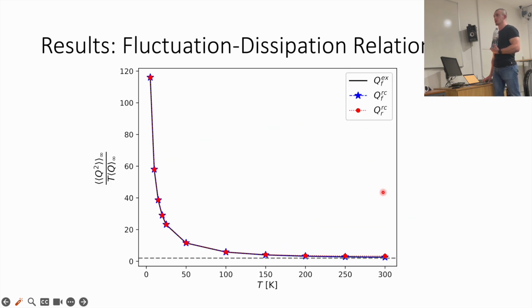And then we look at the fluctuation dissipation relation. So we're just taking the ratio of the fluctuations, so the variance to the mean in the steady state, and essentially all we really need to show here is that they're approaching the fluctuation dissipation relation limit of 2 here, which is nice to see.